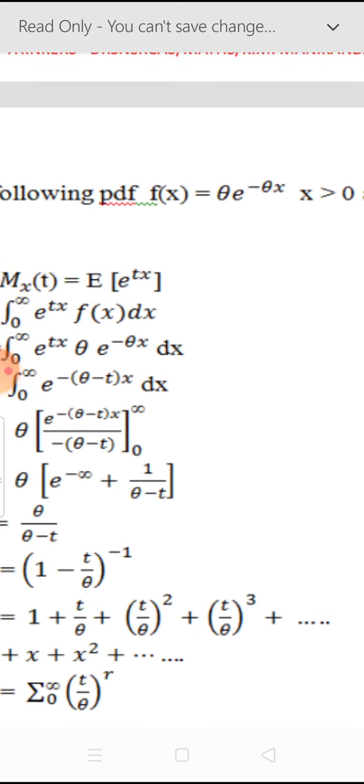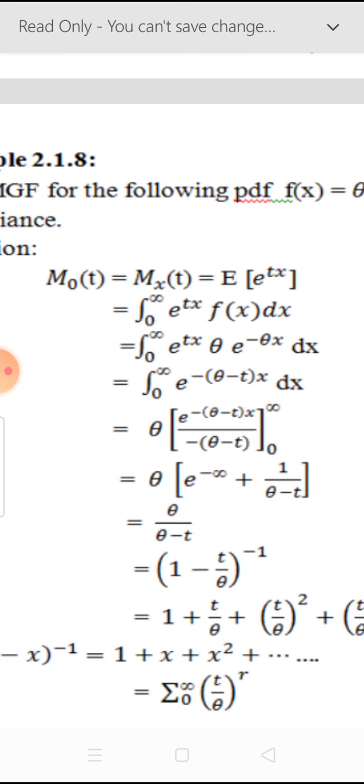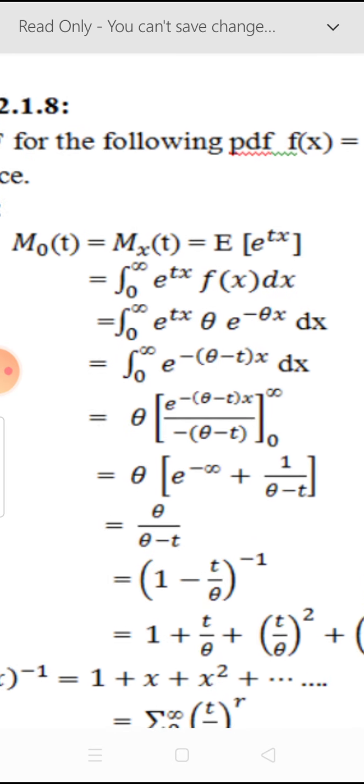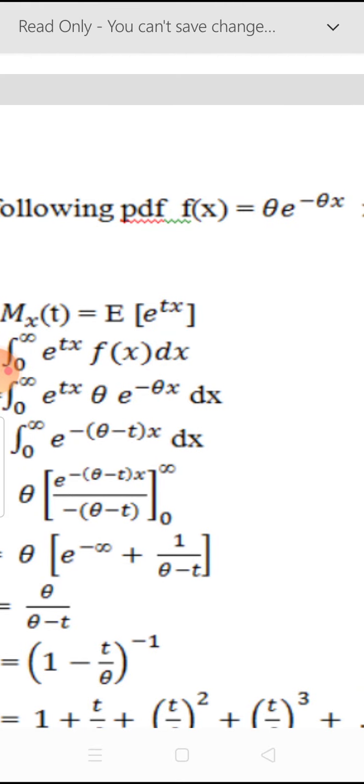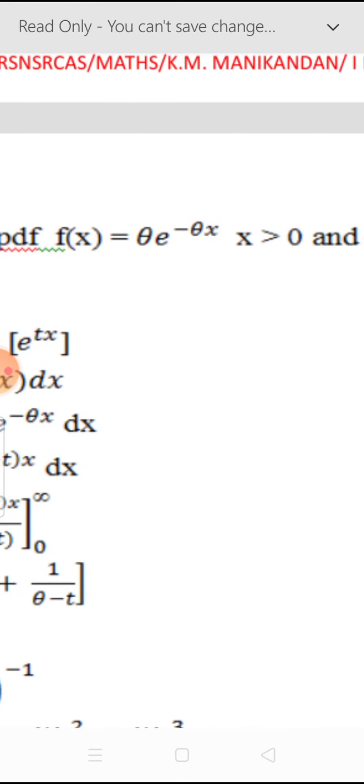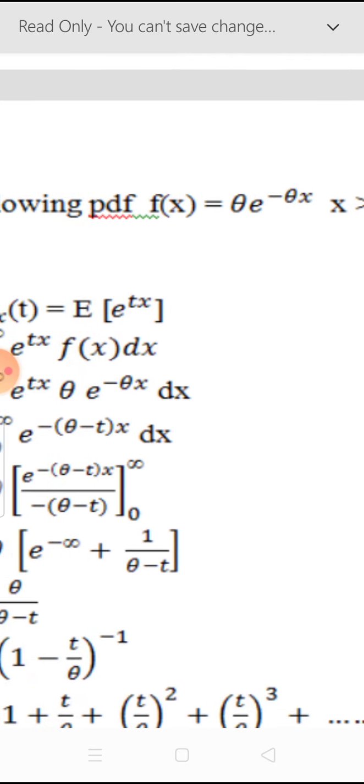The proof is very similar. Again we apply the formula: Mx of t equals E of e power tx. We apply the definition, the integral from 0 to infinity of e power tx into f of x into dx. Here x is defined for positive values, x greater than 0, so its minimum value is 0 and its maximum value is infinity.